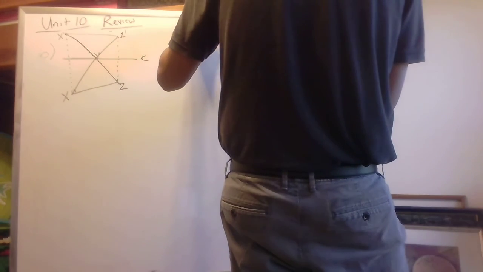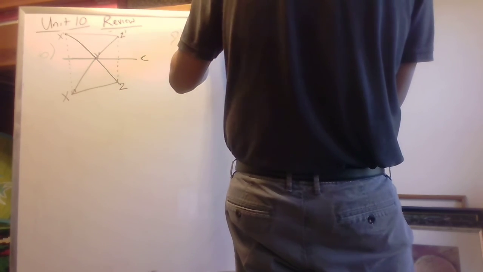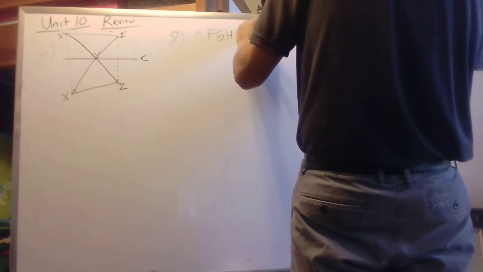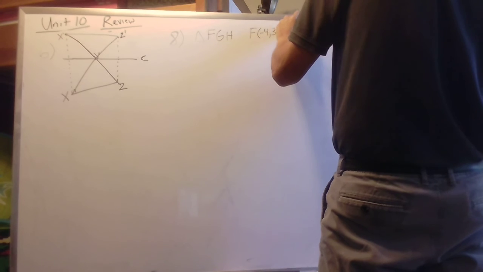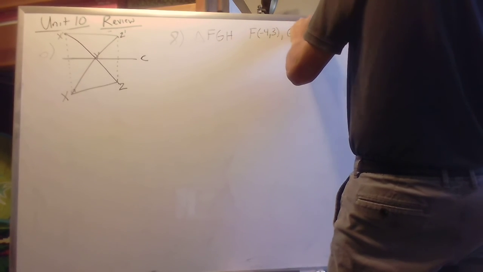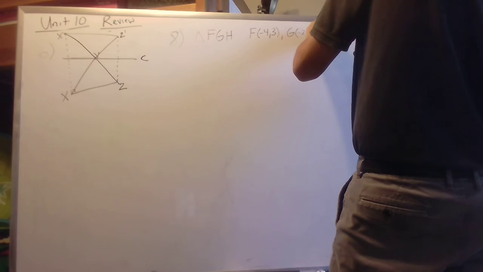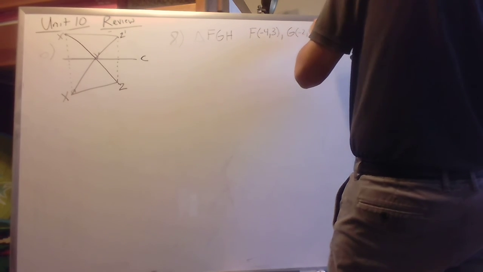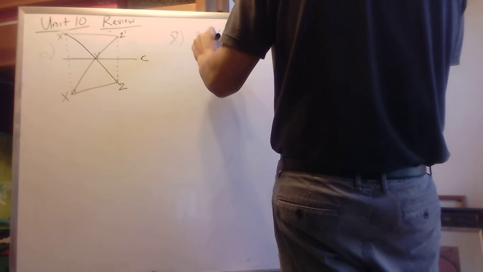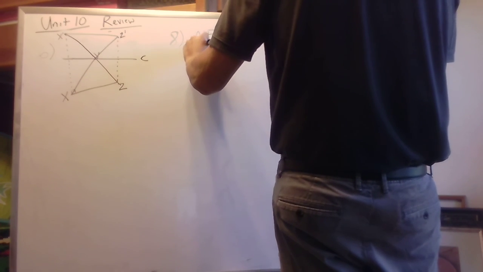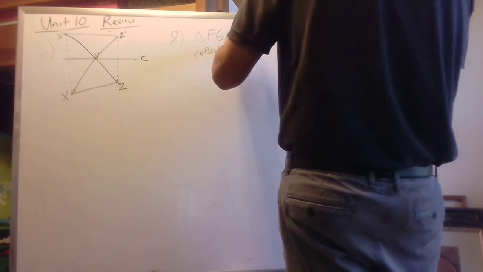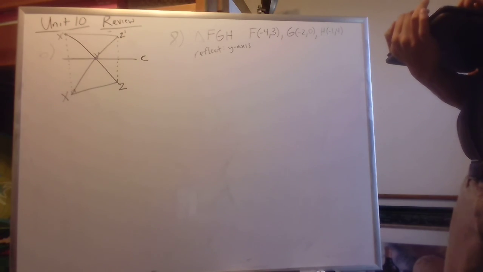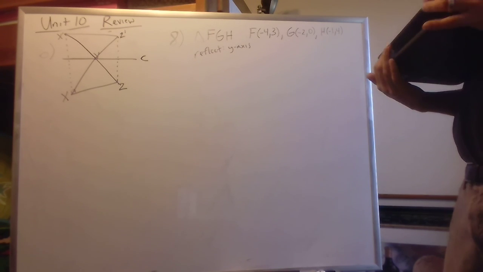So triangle FGH has vertices of F at -4, 3, and then G is at -2, 0, and H is at -1, 4, and it wants us to reflect it across the y-axis. So this isn't a translation problem like the next two, but I will do number 11, and then 12 you could do on your own.